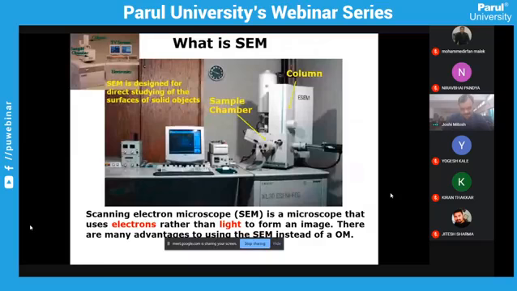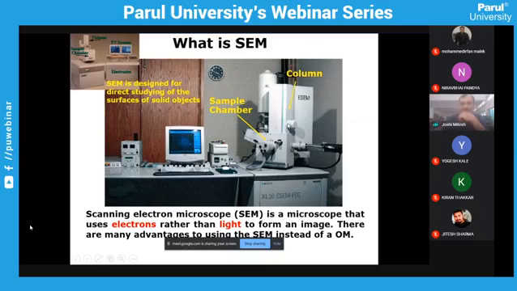This is a general scanning electron microscope, which is now used in general material science labs. There are compact sizes also available nowadays, depending on what magnification power is required. So this is a sample chamber, I can say. And this is a column.